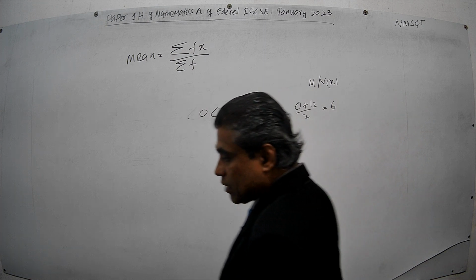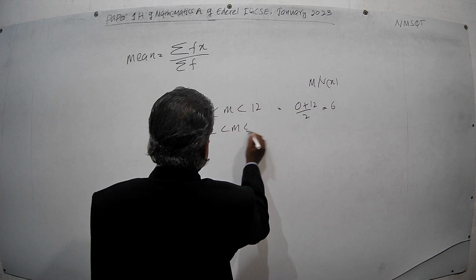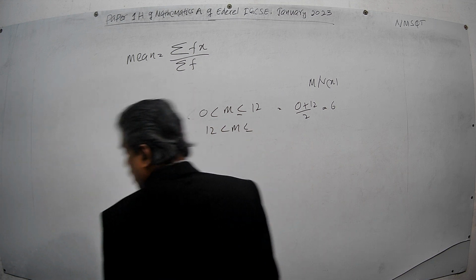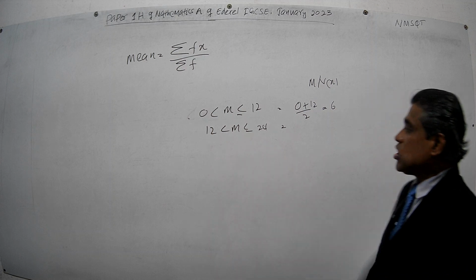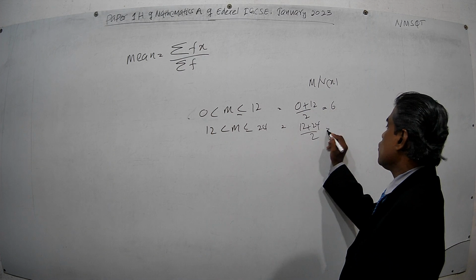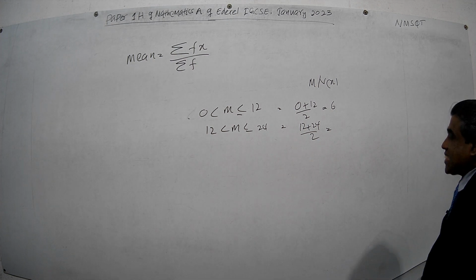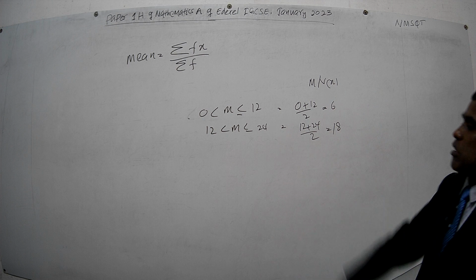Then the second class interval, 12 less than m less than or equal to 24. To find the mid value of this one, you add these two limits, 12 and 24. 12 plus 24 is 36, divided by 2 is 18. That is the mid value of the second class. Like that, you find the mid values of the class intervals.